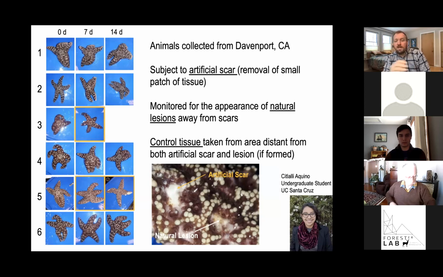Basically, we sampled control tissue from an area distant from both artificial scar and lesion. And then we also sampled the margins of those artificial scars and the natural lesions. What we were looking for were microorganisms that were present in higher abundance, particularly within those natural lesion margins, that were either absent or at very, very low abundance in artificial scars or in clinically normal tissue. And this is some wonderful work that was done by Citlali Aquino, who was an undergraduate student at UC Santa Cruz and is now a master's student at San Francisco State University.